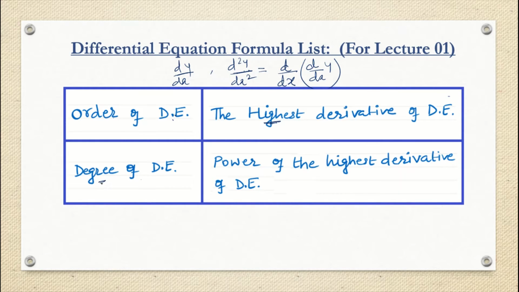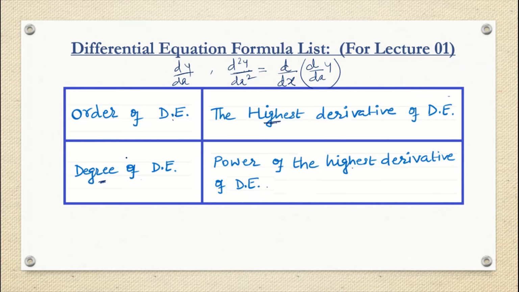This degree sometimes becomes a little tricky, because in all differential equations we cannot find the degree, since we have some rules. We'll see those rules. So degree cannot be defined in all differential equations. If it is defined, we'll find it out. And how to find the degree of a differential equation? The power of the highest derivative of the differential equation will be the degree.